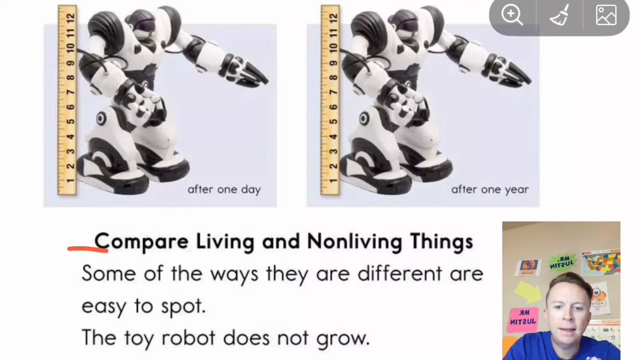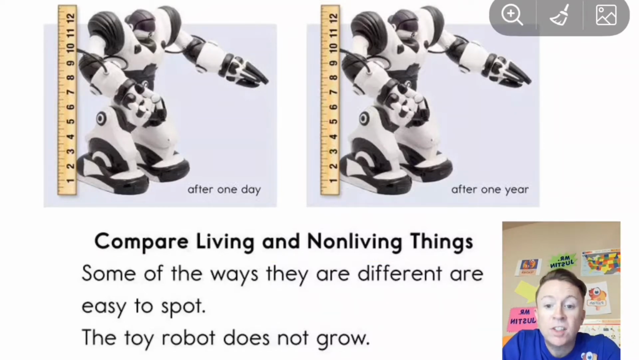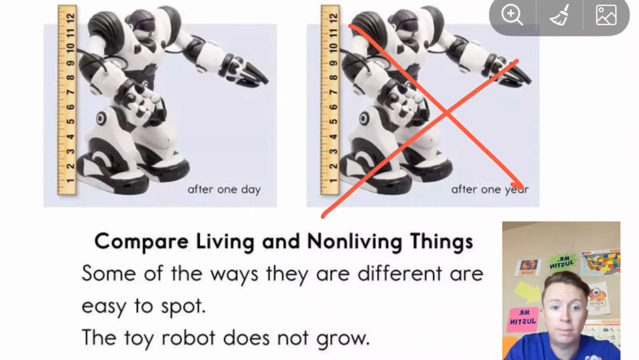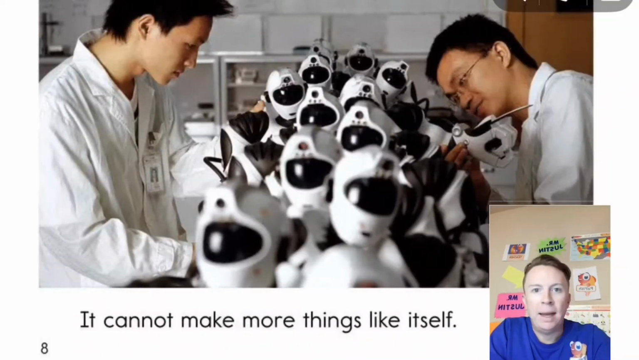Okay, compare living and non-living things. So some of the ways they are different are easy to spot. The toy robot does not grow. It cannot make more things like itself. As you can see in this picture, because they are not alive, they are made in a factory, okay? It cannot reproduce itself. It has to be remade in a factory.